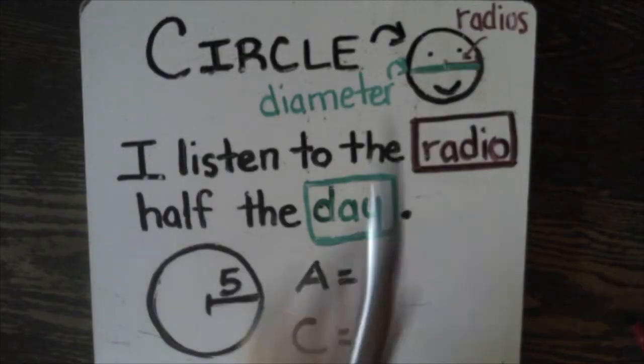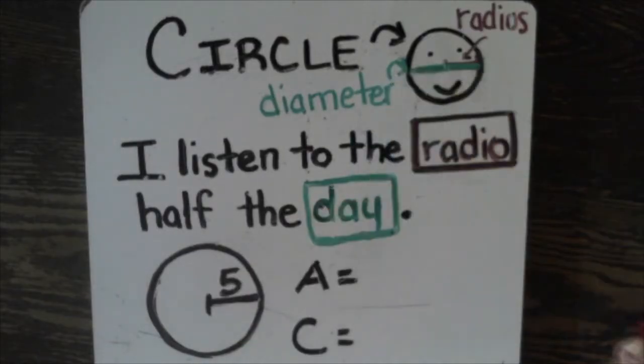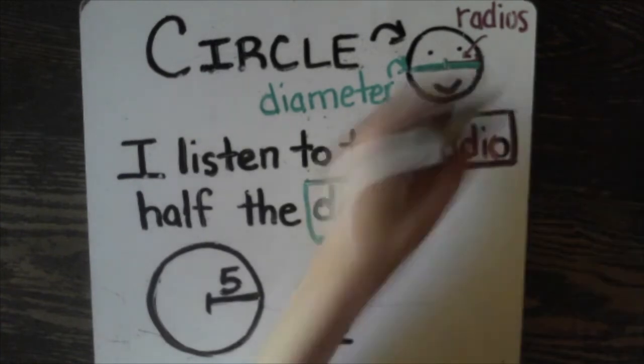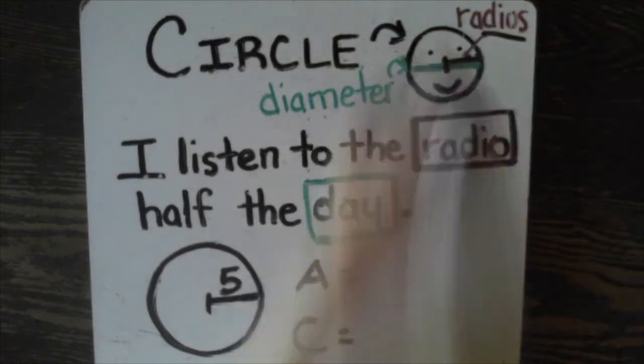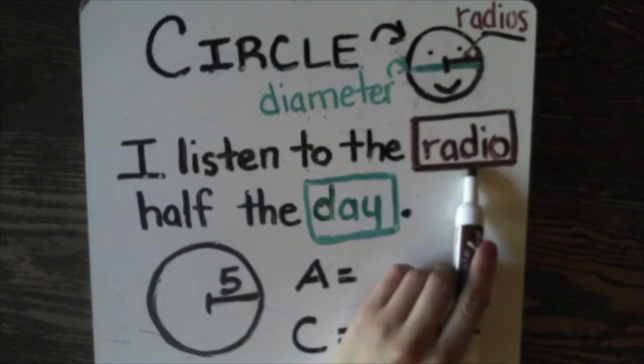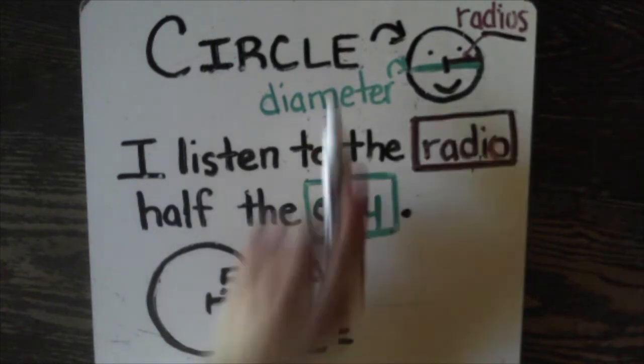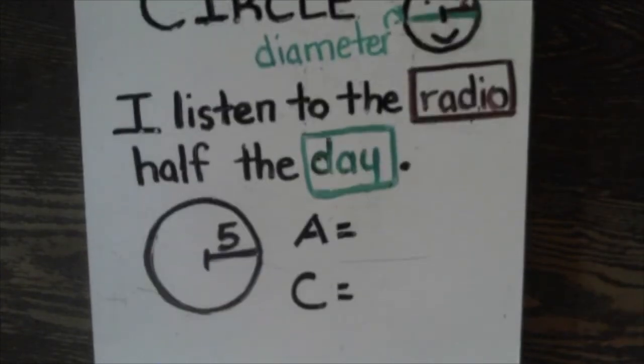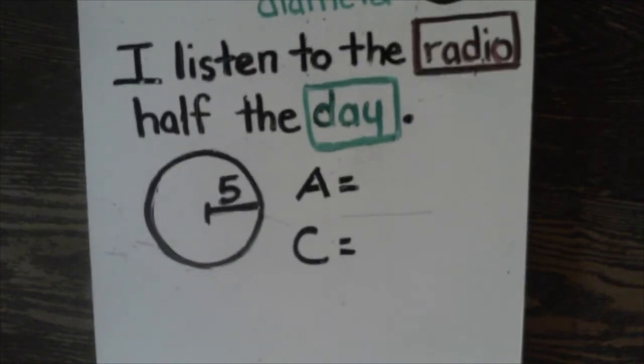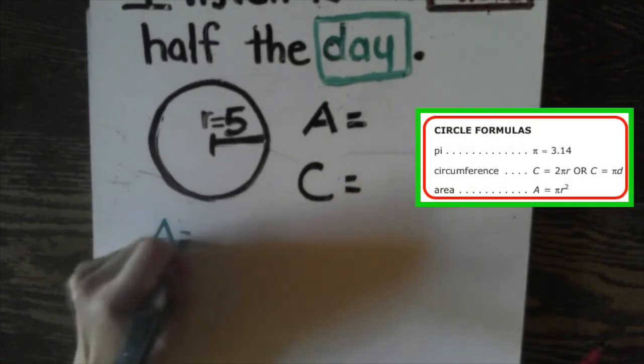The diameter of a circle cuts the circle in half along the center point, and the radius is half of that diameter. It goes to the center point exactly. So I like to say that I listen to the radio half of the day. I listen to the radio, the radius is half of the diameter. So here we have a radius that is 5.